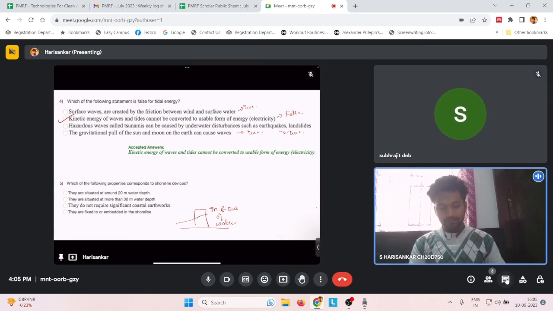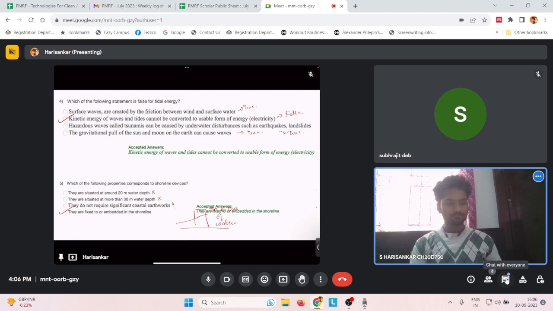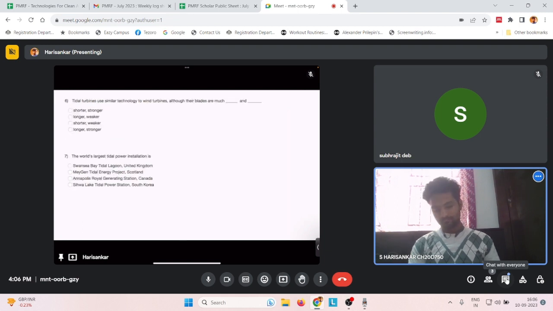So looking at these options, they are situated at 20 meter water depth is not right. So they are also not that 30 meters deep in water. They do not require significant coastal earthworks. We are not sure about this, but they are fixed to or embedded in the shoreline. So that is one thing we are sure of. So answer is option D. They are fixed to or embedded in the shoreline.